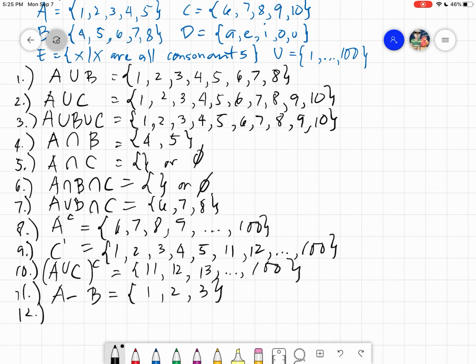Another example. A difference D. Okay, nagamit na natin yung vowels. A difference D is just simply reducing the values of A, of the elements of A, by the elements of D. So, question, yung A, meron bang A dito? Wala naman. Wala ring E, walang I, walang O, walang U. Ibig sabihin, meron bang difference kung aalisin mo yung D dun sa A? Wala. Therefore, ang matitira would still be yung set A. Okay? I hope you got that.